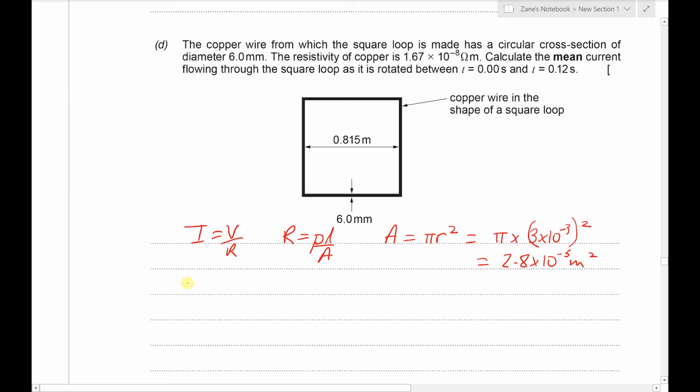Now we can work out the resistance. So R is rho, 1.67 times 10 to the minus 8, times the length. Now the length of the wire used to make this copper frame is 0.815 meters per side, and there are 4 sides, divided by that area that we've just calculated. So that will give us a resistance of about 1.9 times 10 to the minus 3 ohms.